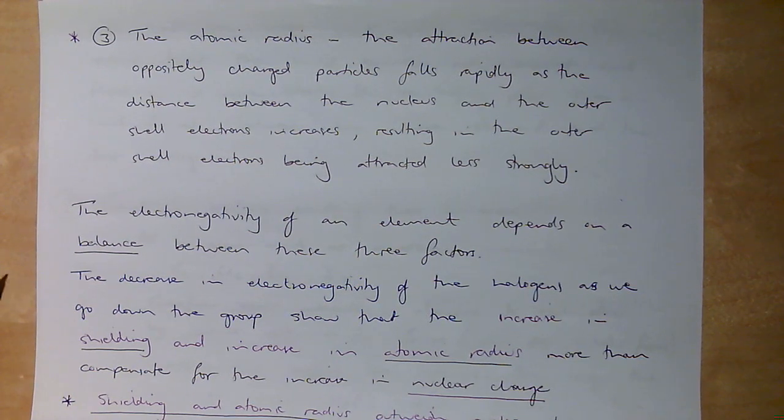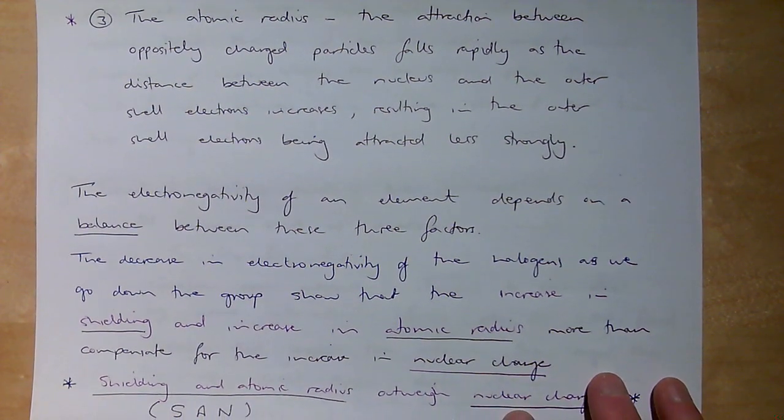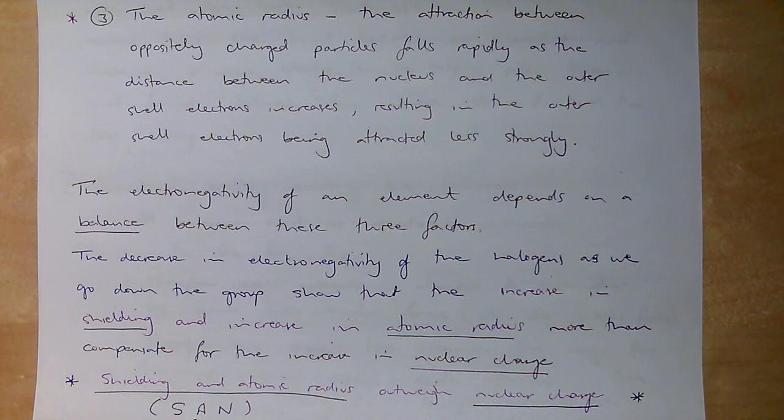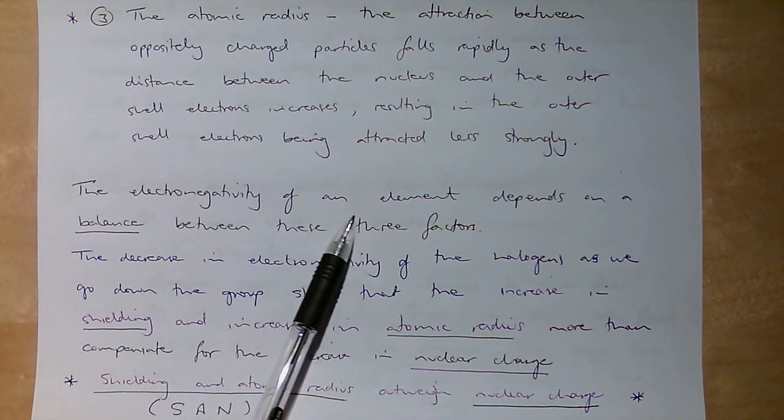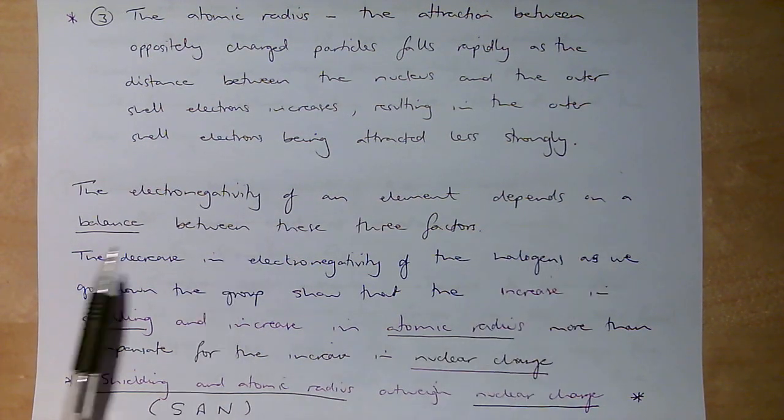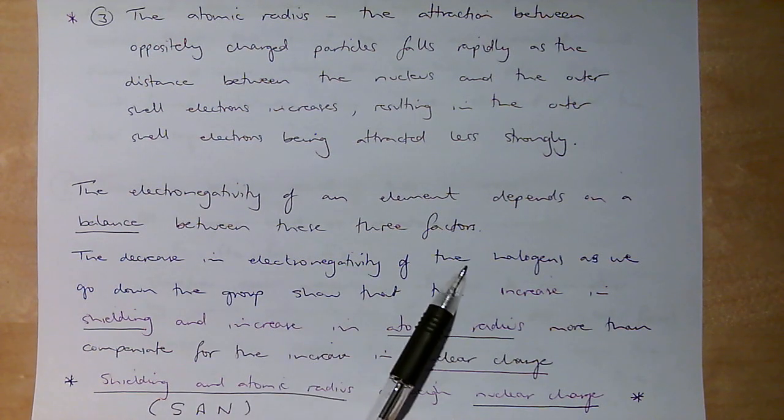I tend to refer to this as the SAN factor: the shielding, the atomic radius and the nuclear charge. Those three factors help to explain the changes in electronegativity of the halogens. The electronegativity of an element depends on a balance between these three factors.